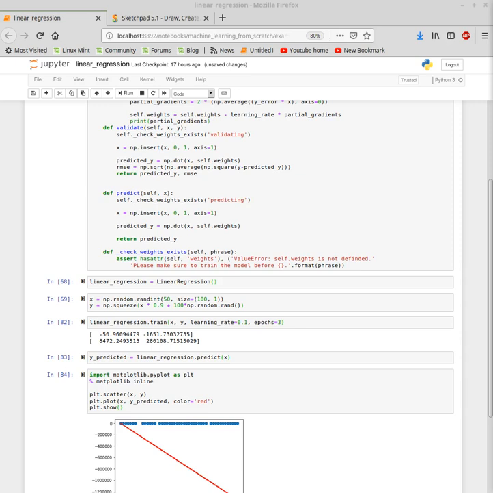So we need a solution for this, because this model is really fickle depending on our learning rate.